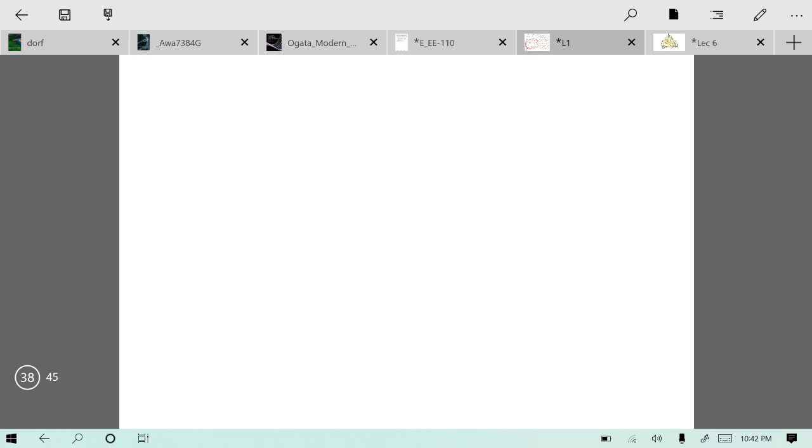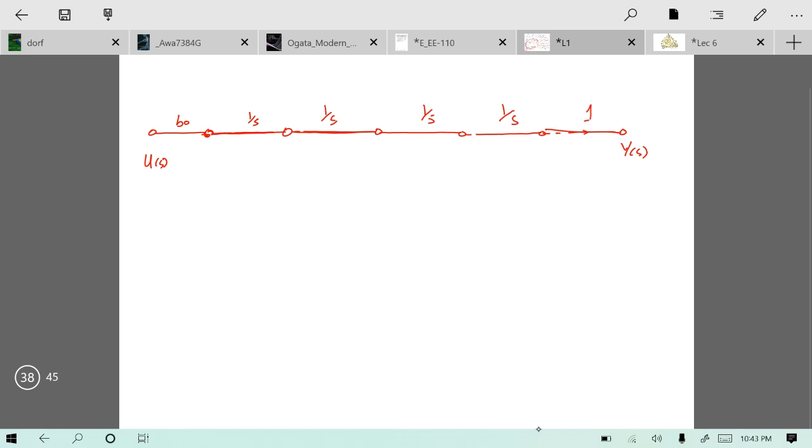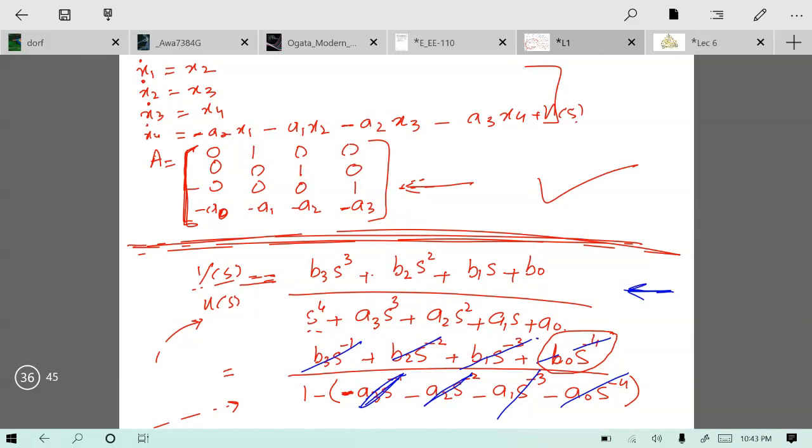We have output node y of s, and we have input node u of s. From this input node, let's say we have again b naught, and then we have some node, and then we have 1 over s, another node, then again 1 over s, another node, again 1 over s, another node, again 1 over s, another node, and then y of s. So I have tried another option to make a different type of signal flow graph using the same transfer function. This path has the gain b naught s minus 4. So our first term has been addressed.